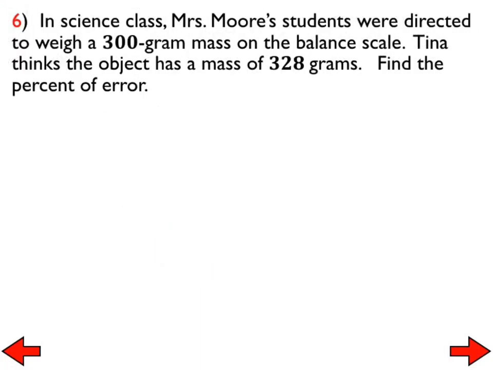Alrighty, number 6. Mrs. Moore's students in science class were supposed to weigh a 300-gram mass, but Tina thought that the mass was 328 grams. Was she off? Yeah, she was off. She was a little bit wrong, right? So that's why I want a percent of error, not a percent of change. Nothing changed here. That heavy weight is still exactly the same. It didn't go on a diet or anything, right? She just guessed wrong. So it's a percent of error.